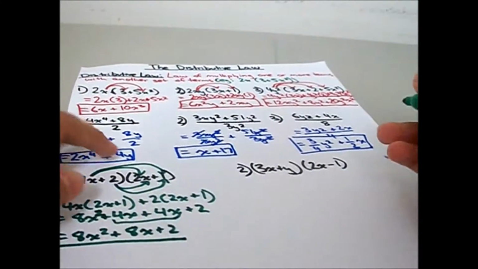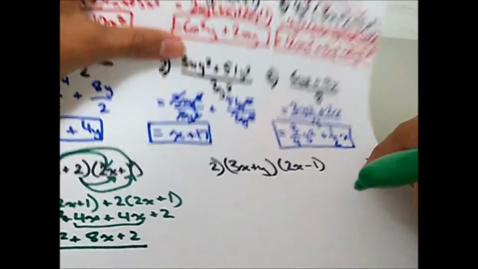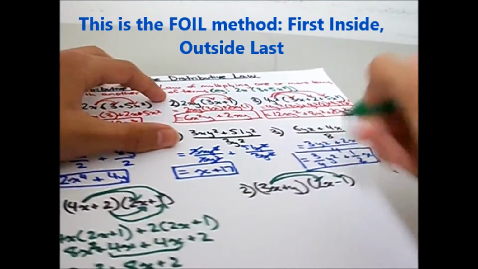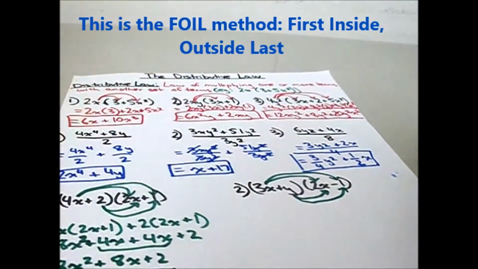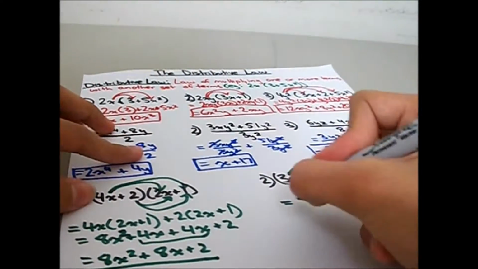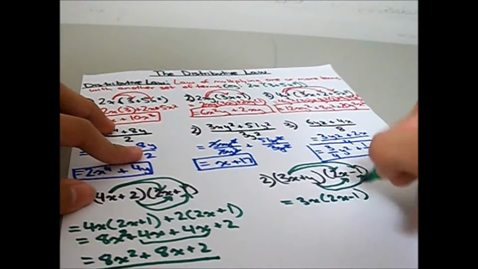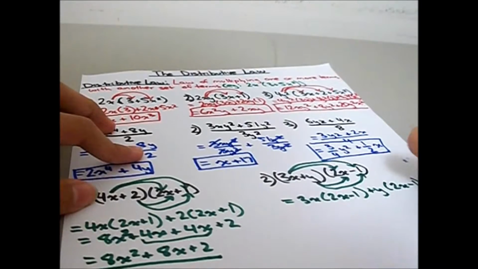Next one, question 2, 3x plus y multiplied by 2x minus 1. Draw my arrows. For those of you who are visual learners, arrows will greatly help you. So 3x multiplied by 2x minus 1 plus y multiplied by 2x minus 1.